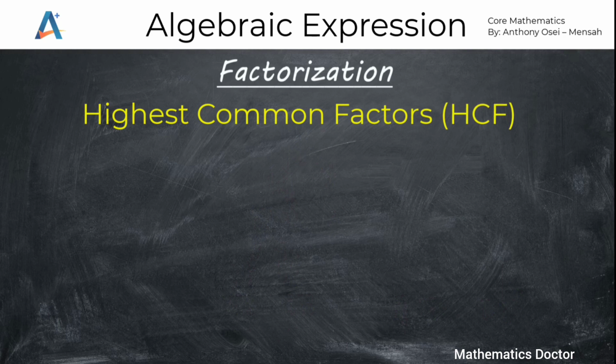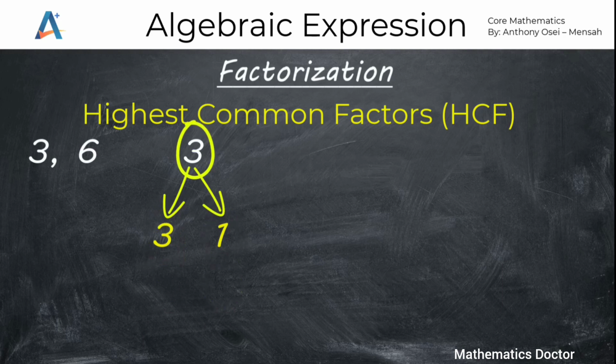Now that you know how to get factors, there is this part of factors called the highest common factor, or the HCF. Now let's take these two numbers. I'll take a number like 3, 6. Now, the factors of 3 will be 1 and 3. Since 3 times 1 is 3, then that will be the factors of 3. Now let's get the factors of 6.